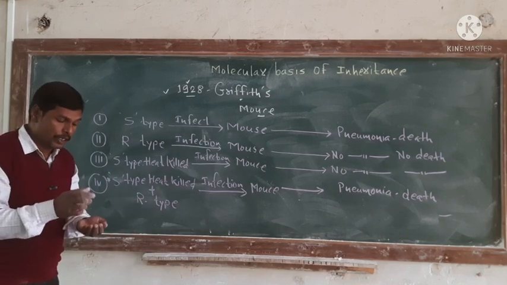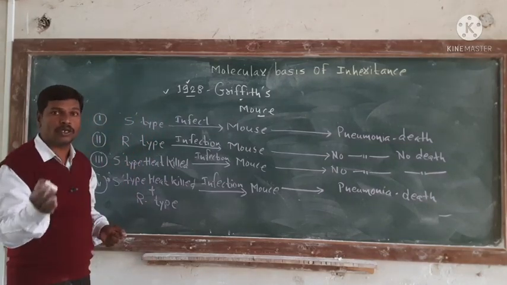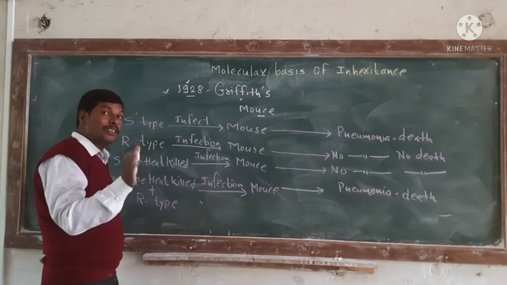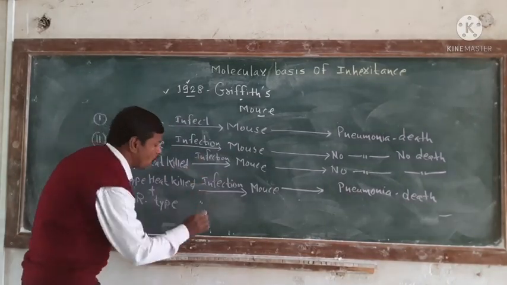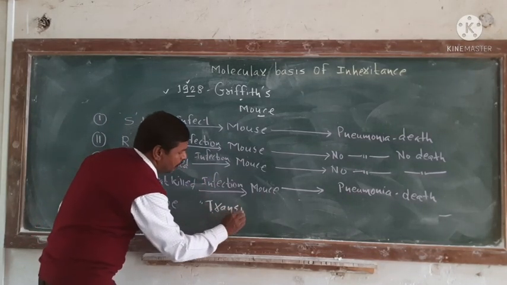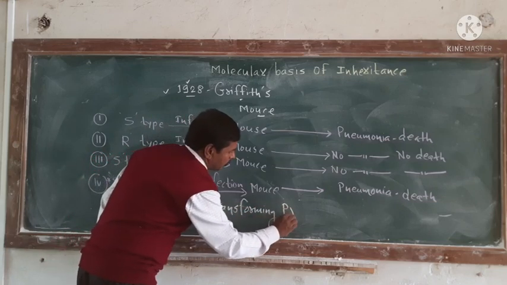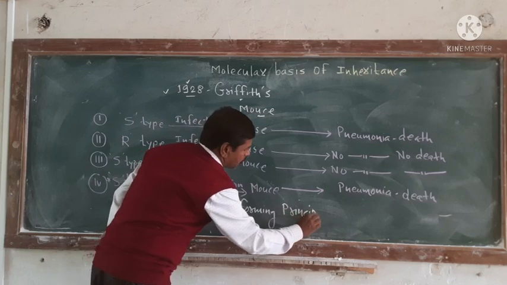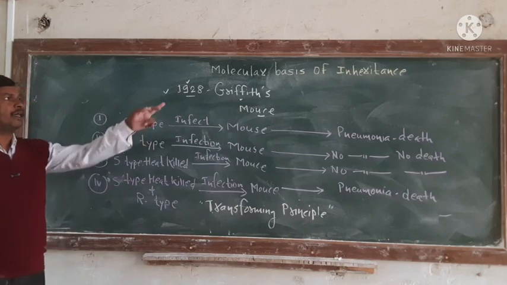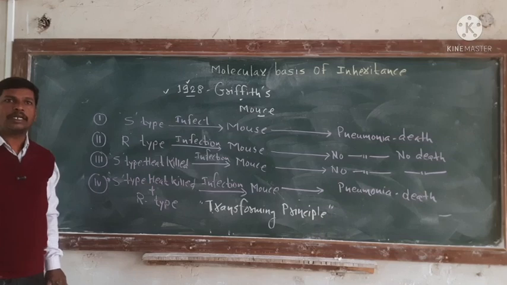But that specific content which is responsible for the conversion of R to S, or non-pathogenic to pathogenic, was not known. At that time he called that specific substance the transforming principle.